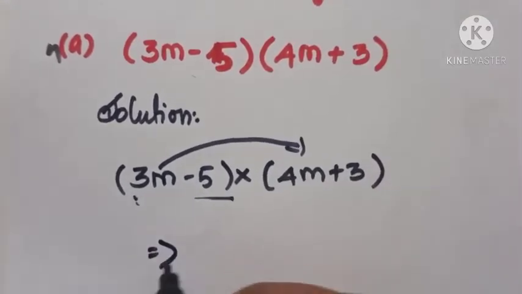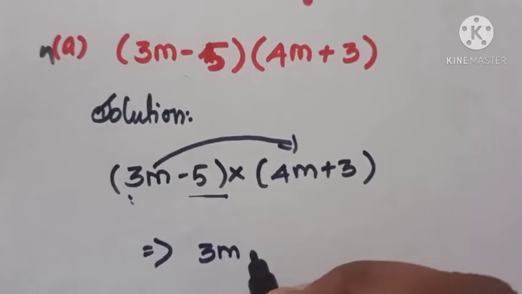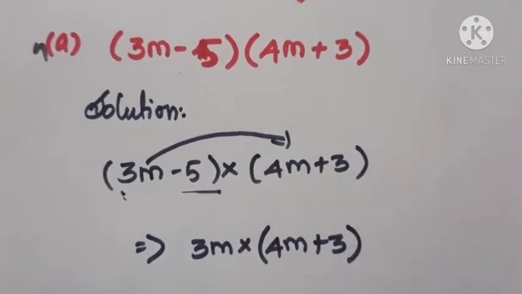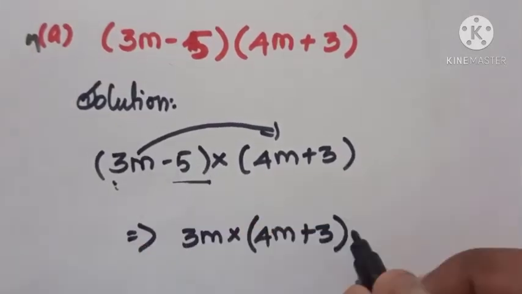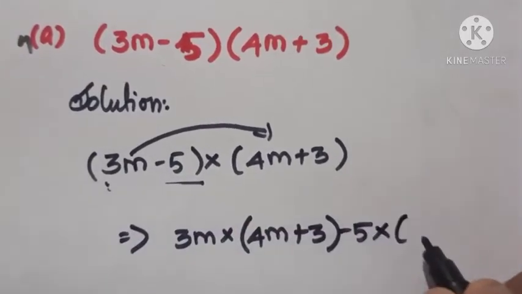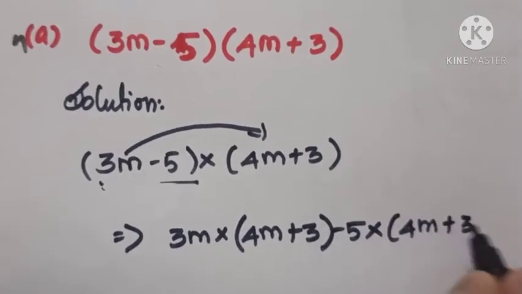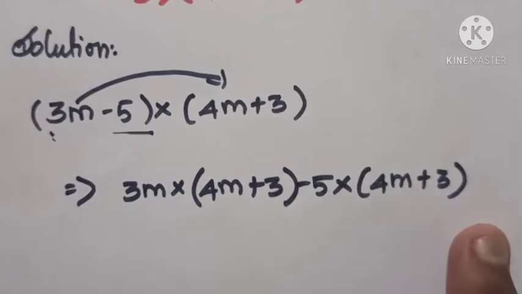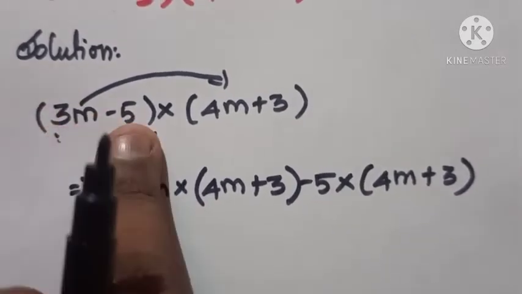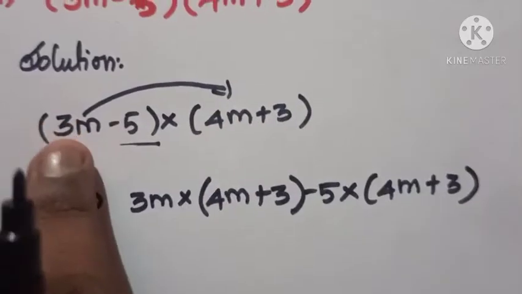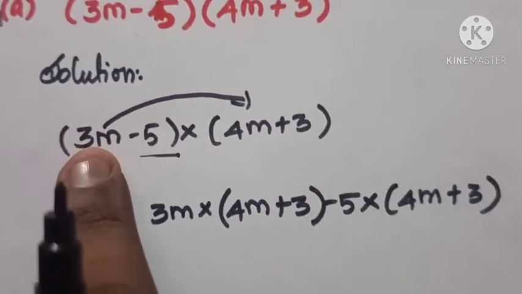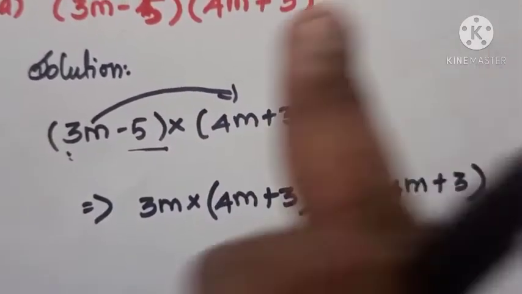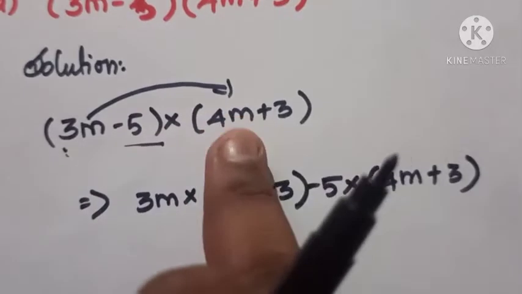So this can be written as 3m multiplied with both 4m plus 3, and minus 5 multiplied with both 4m plus 3. So first, in a binomial you need to separate the multiplication. These 2 terms are multiplied with these 2 terms. This single term 3m is multiplied with the binomial 4m plus 3. In the same way, minus 5 is multiplied with 4m plus 3.